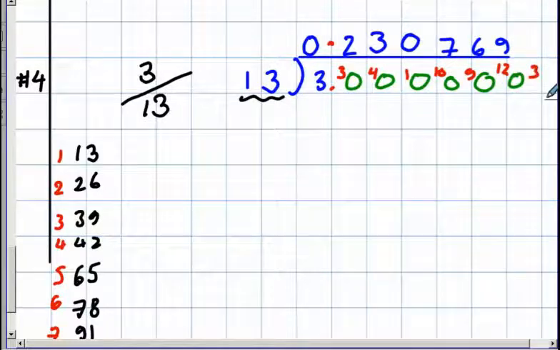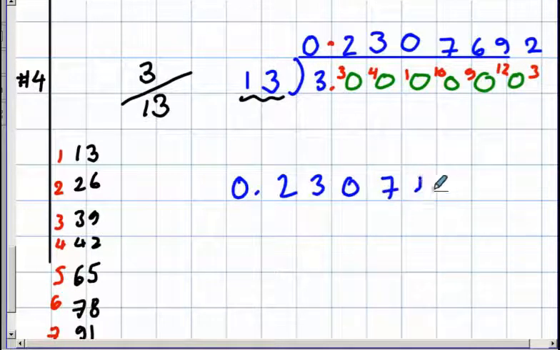And we can stop, because we're trapped in a loop, aren't we? This is going to keep recurring. We're never going to get out of the 230769. So 3 over 13 is 0.230769, and then would it carry on? And the way I show that is I put a dot above the first figure of the string that keeps recurring and a dot above the last. Okay, copy that down.